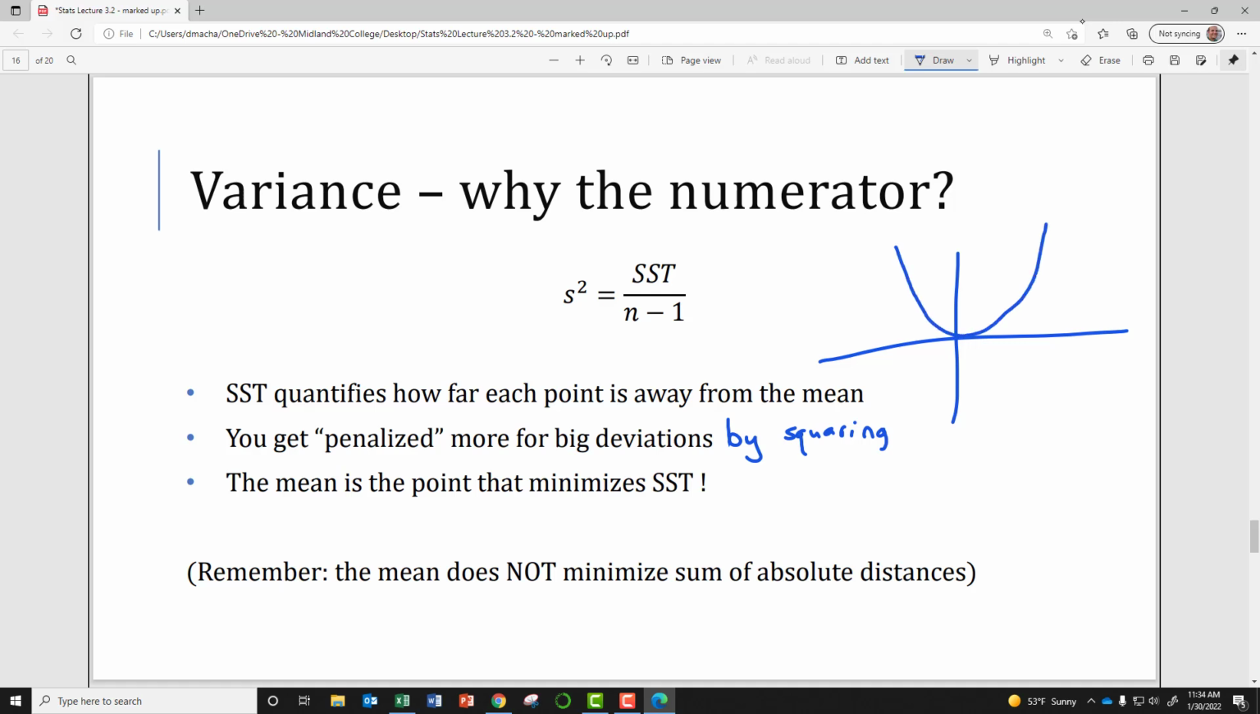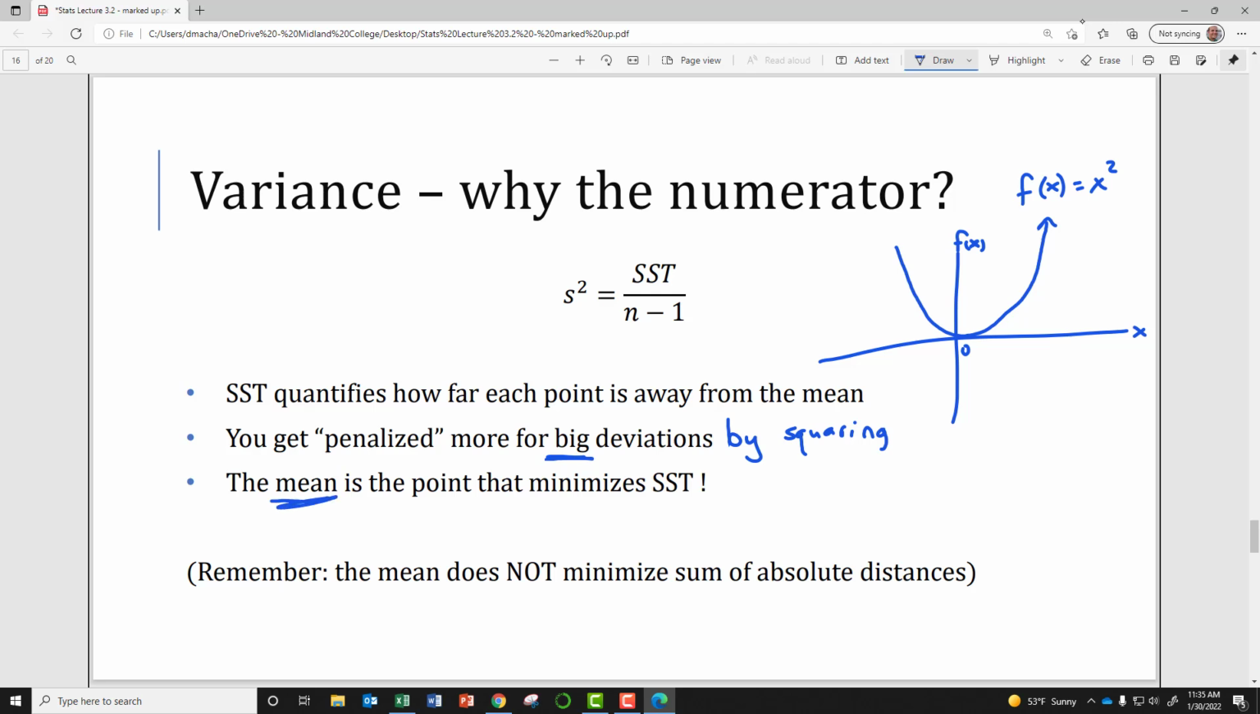So remember what the function looks like when you graph it for the x squared function. If you have something really small, it actually squishes it down, and if you have something really large, it actually makes it larger, because this graph goes from being very shallow around x equals 0 to being really steep as x gets larger. And so this penalizes big deviations even more than small deviations. And that's something that you want if you're looking for a measurement of dispersion.